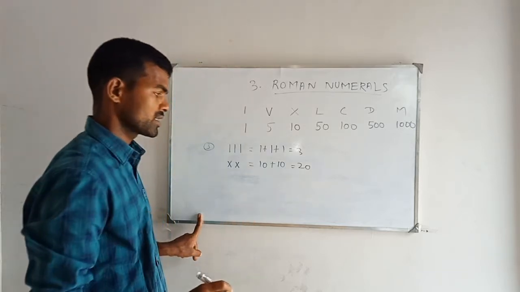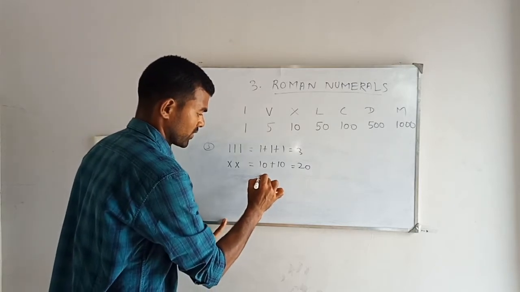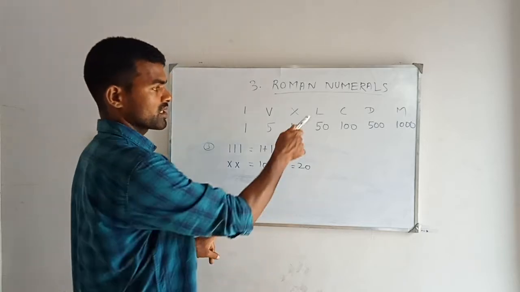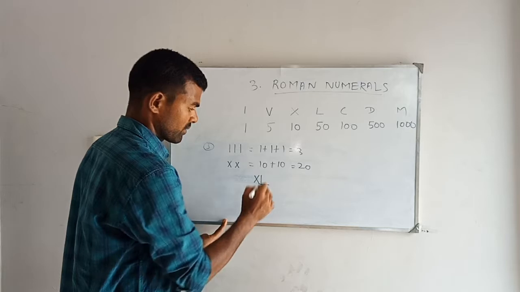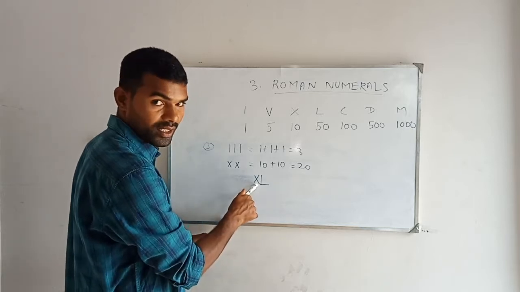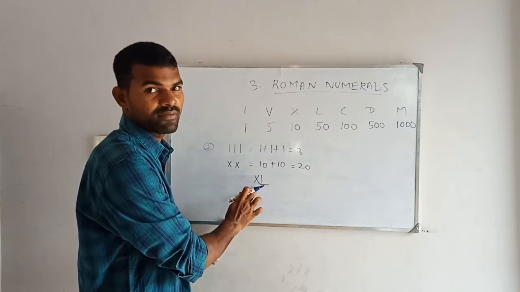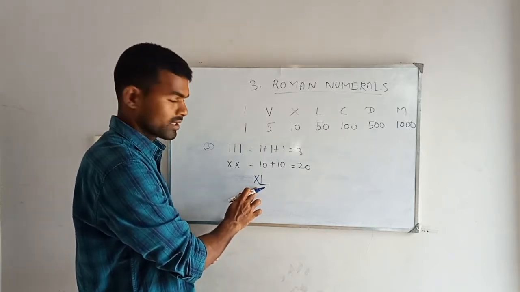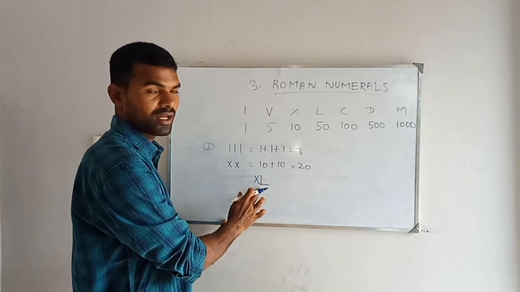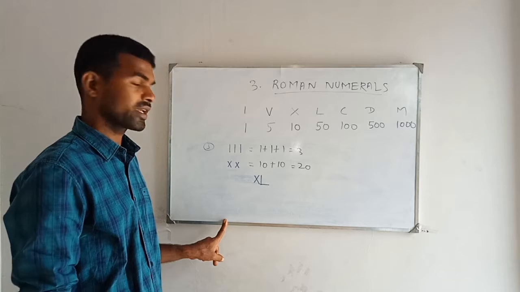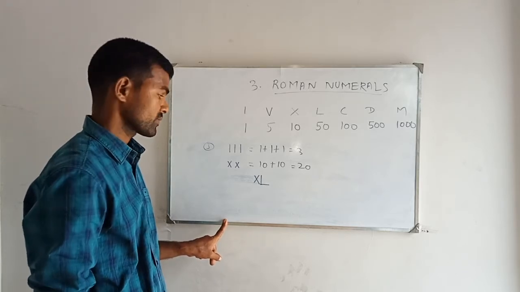You know we already studied one digit subtraction, no? Second rule, subtraction. That means from 50, L for how much? L for 50. From 50, X, I am writing where? Left side. When the smaller number appears on the left side, usually we will do subtraction. From 50 minus 10, how much? 40. So this is the value of 40. Maximum we can repeat 3 times only, not more than 3 times.